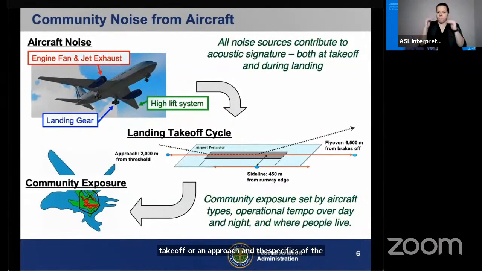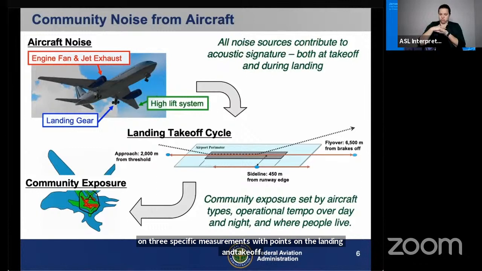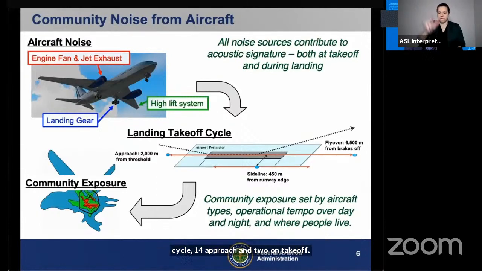The way we, the FAA, certify or limit the noise that an individual aircraft makes is through airworthiness. And we do this based on three specific measurement points on the landing and takeoff cycle, one for approach and then two on takeoff. And we limit the amount of noise that an aircraft is allowed to make. And we've been doing this for many decades.